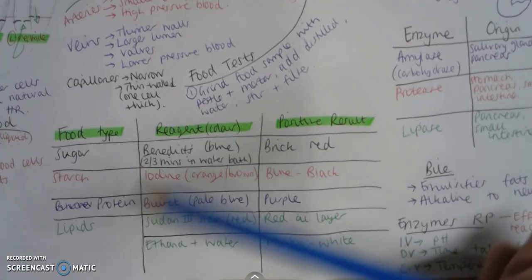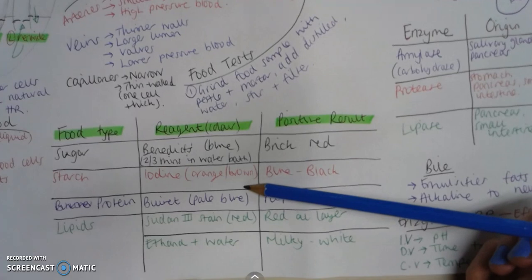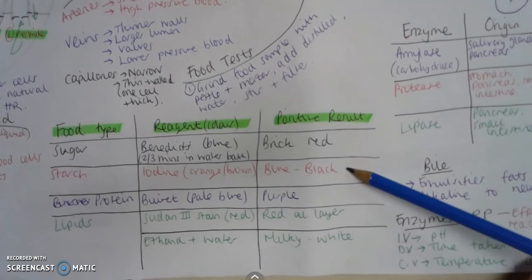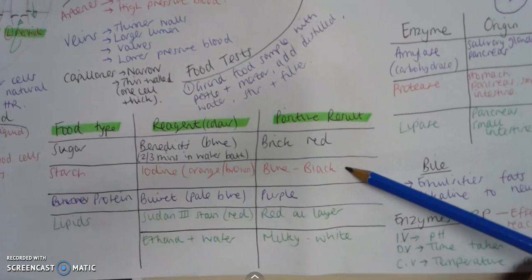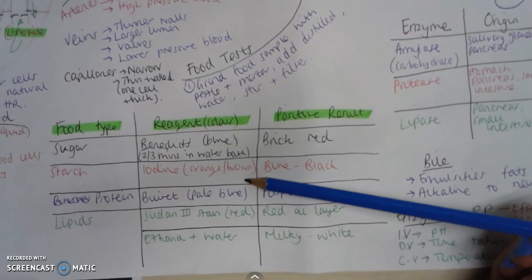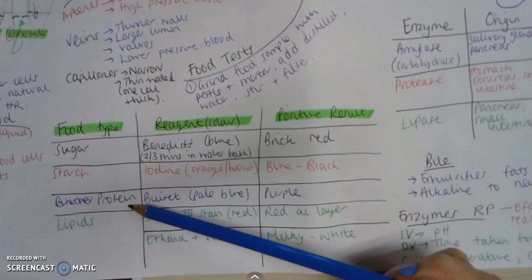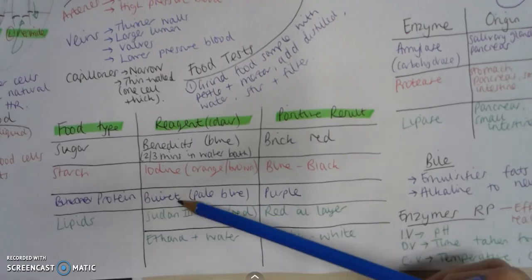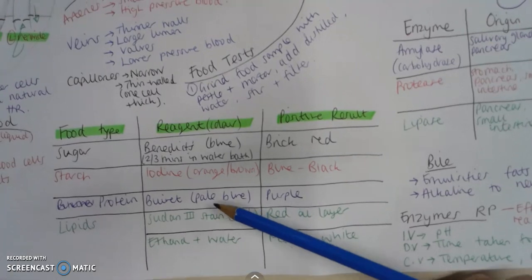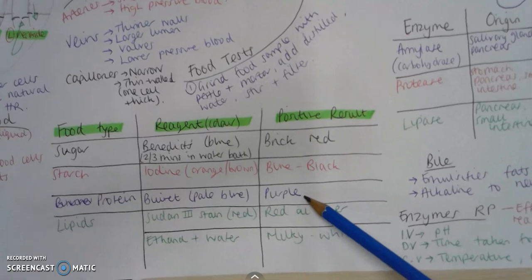Testing for starch then, you add iodine reagent, which is orange and brown in colour. If a positive result is found, you will see a nice blue-black colour, which will tell you that there's starch in that food. If not, you potentially will still be observing an orange and brown iodine colour. Testing for proteins then, Biuret reagent, pale blue colour on its own. Add that to your food sample. If a positive result is observed, you will see a purple colour.